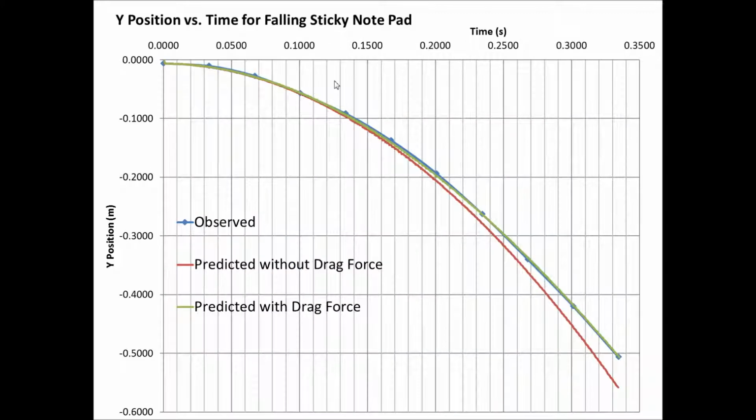This is the graph of the observed and model y position versus time points. Observed points are shown in blue with the line connecting. The model without drag force is shown by the red line, and the model with drag force is shown by the green line. The model with drag force predicts the observed values very well, while the model without drag force does not predict the observed values in the second half of the graph. This indicates that in reality the pad was experiencing drag force.